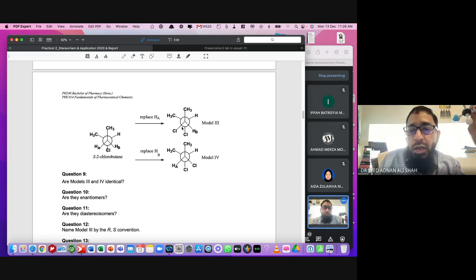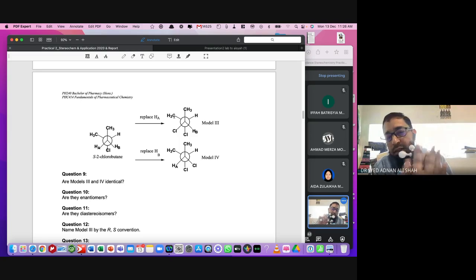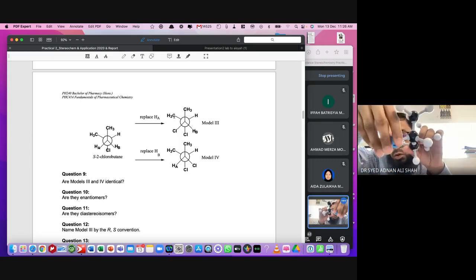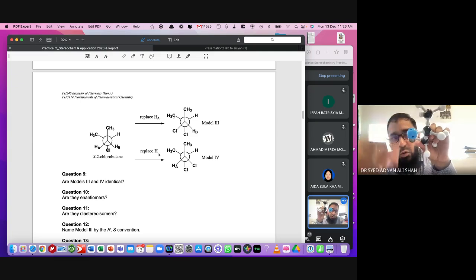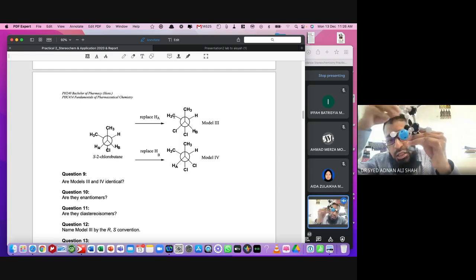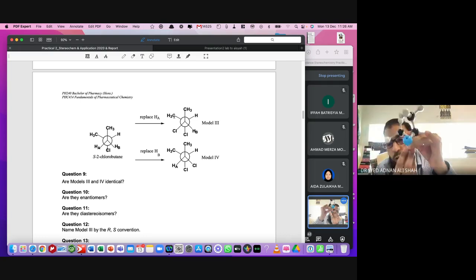I already converted this one, so you can see this one is CH3, this one is the chloride group, and this one is hydrogen, right? This one is methyl, this one is chloride, this one is hydrogen. At the back you have the chloride group, oriented like this, and this one is the hydrogen and this one is CH3. So you have CH3, hydrogen and chloride.